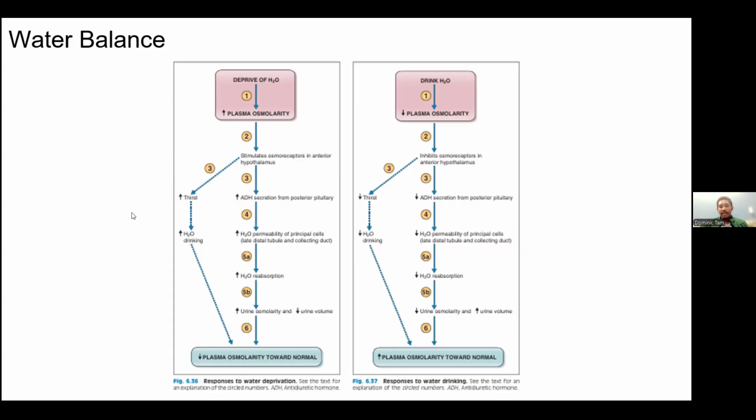Inhibition of ADH means you have lower circulating levels of ADH, less ADH going to the kidneys. Lower ADH is going to decrease the permeability of the cells of the distal tubule and the collecting duct, and that is going to result in decreased water reabsorption, so more water is going to be excreted, decreasing urine osmolarity and increasing urine volume, right? And now that we have less water reabsorbed, less water is returned to circulation, and this coupled with inhibition of thirst and the suppression of drinking water, plasma osmolarity is going to increase back towards normal.